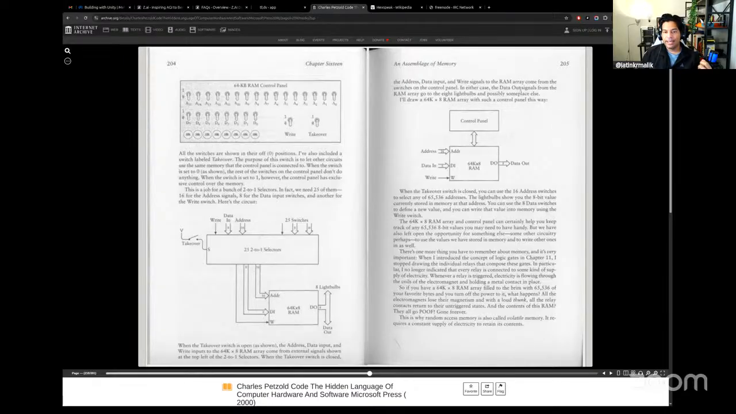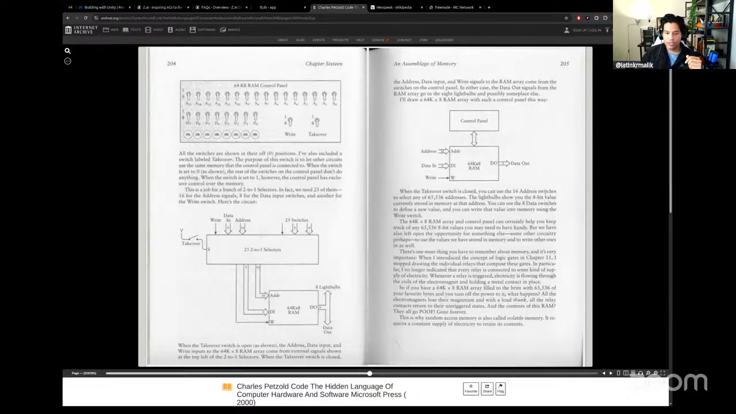In either case, the data out signal from the RAM array goes into the 8 light bulbs and possibly someplace else. I will draw a 64K by 8 RAM array with such a control panel this way. So now you have this control panel that controls the RAM, basically this side of the equation, and then data out is something that you get and you can do something with it.